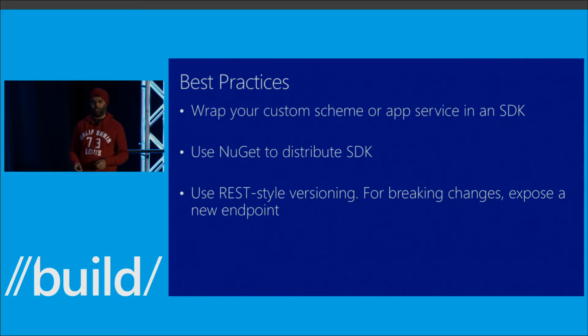Oh, breaking change. So if you're making a breaking change, do a new version of your app service or custom scheme. If you're making a non-breaking change, just add it on, because you're not actually exchanging any real types. You're just exchanging value sets. So it's very JSON-like. It's very, very REST-like.